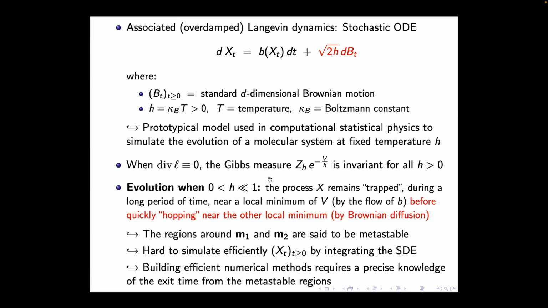And so for this reason, we say that the regions around M0 and M1 are metastable. They are almost stable, but it takes a really long time to escape from these regions. It makes it hard to make an efficient simulation of the process by integrating the SDE. And then for numerical purposes, we want to build efficient numerical methods, and these efficient numerical methods require a precise knowledge of the exit time from this metastable region. This exit time, which is long because of the low amplitude Gaussian noise.